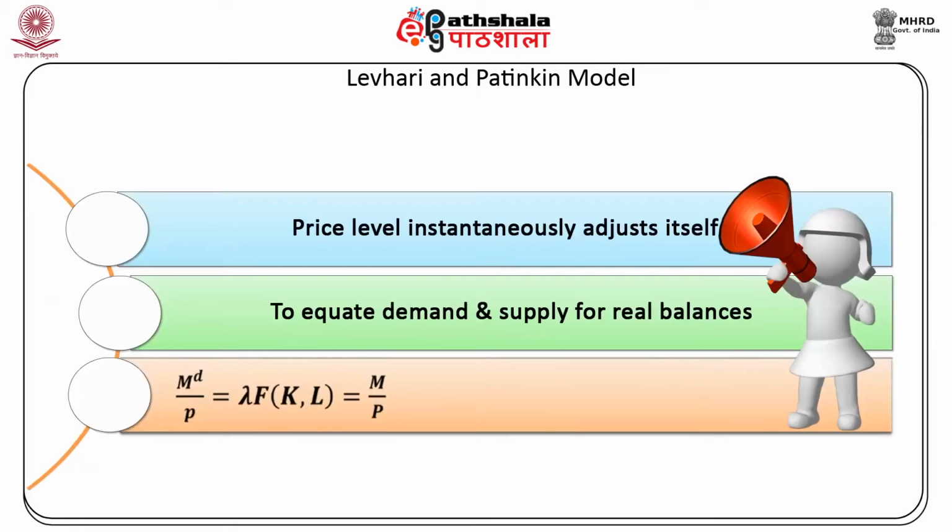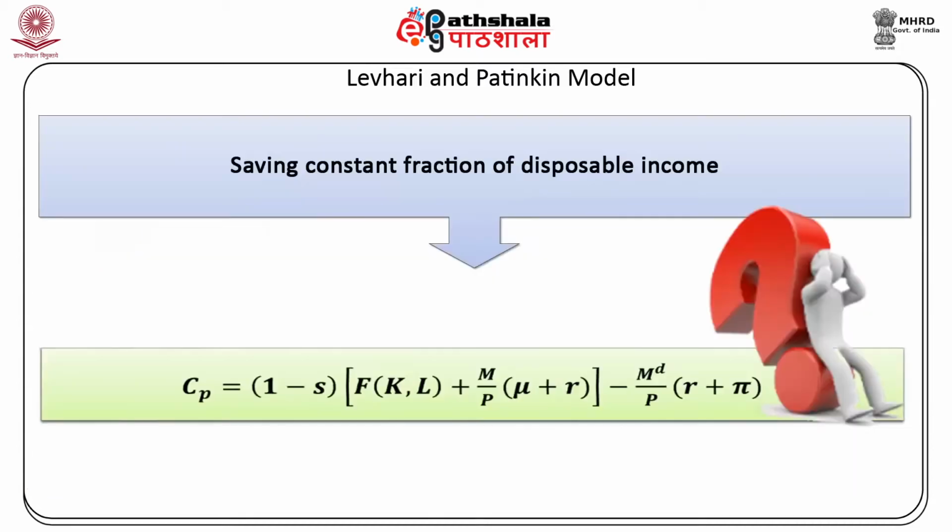It is further assumed that the price level instantaneously adjusts itself so as to equate the demand and supply for real balances. That is, M_D/P = λ F_KL = M/P. The desired level of physical consumption, Cp, should be represented by Cp = (1 − S)[F_KL + (M/P)(μ + R)] − (M_D/P)(R + π).